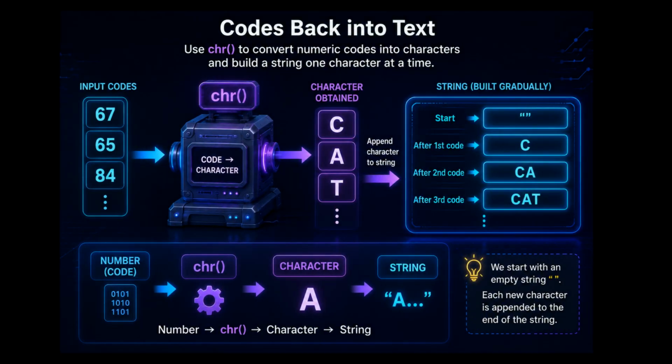Now let's move in the opposite direction. This time, we start with numerical codes and convert them back into text. We use the CHR function for this. Suppose our codes are 67, 65, and 84.